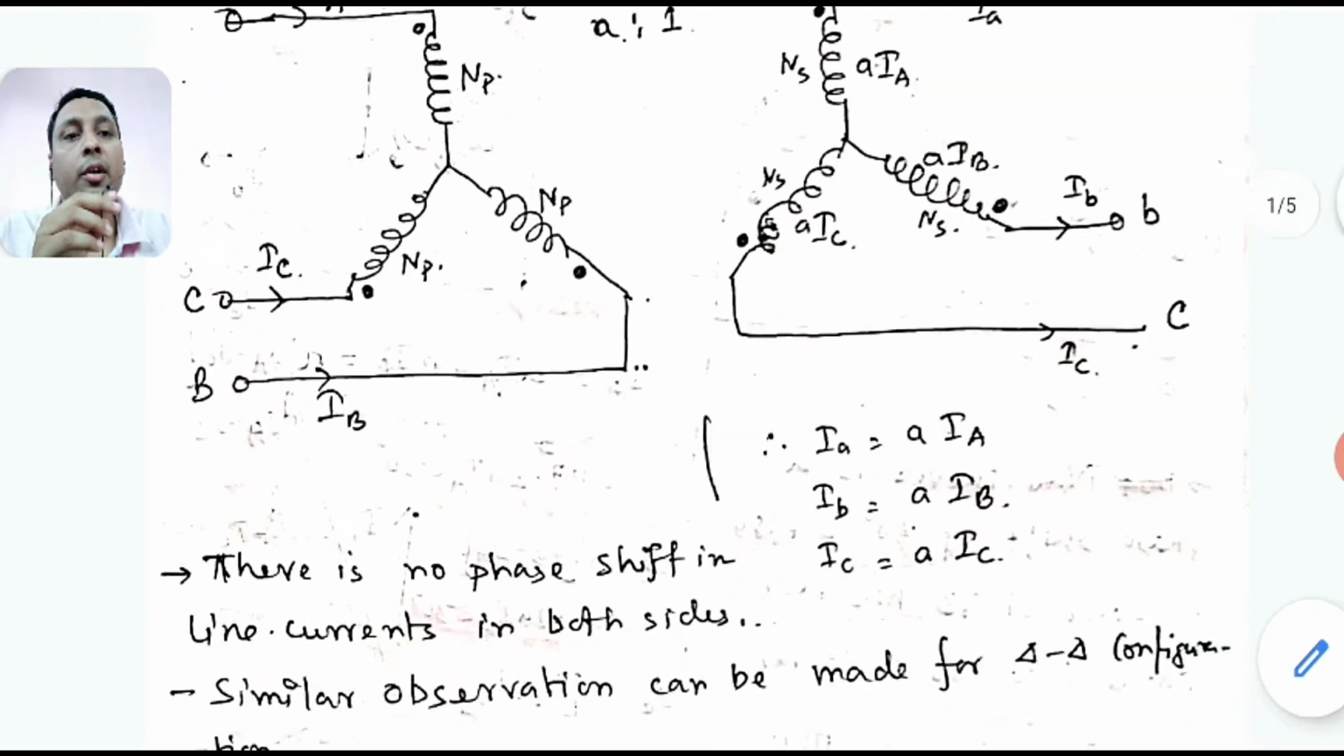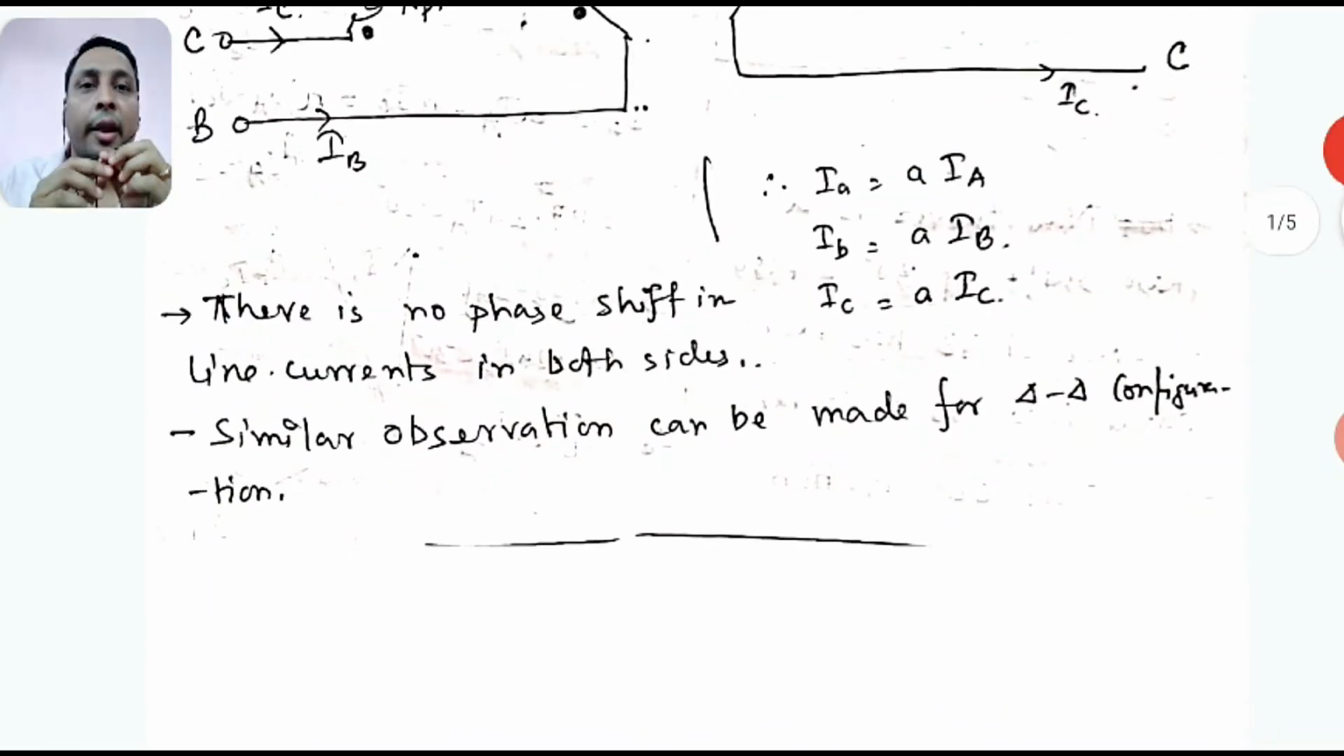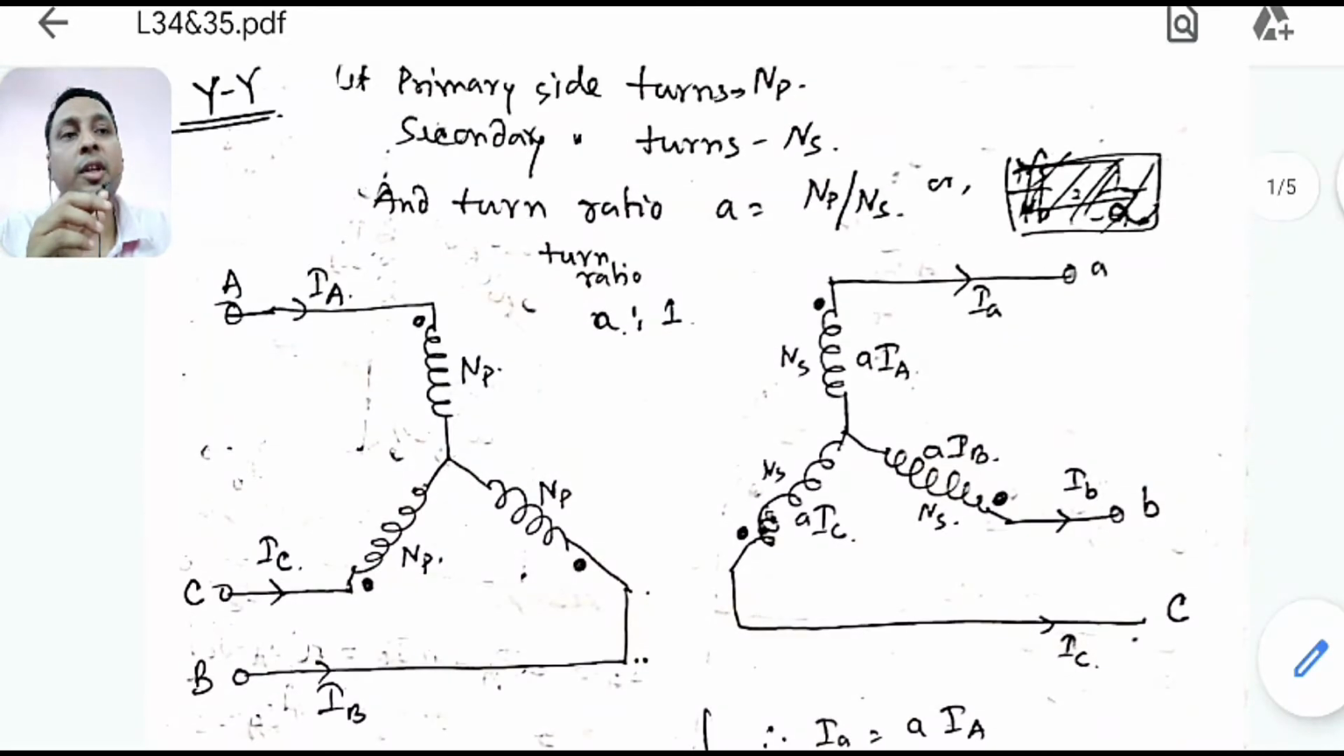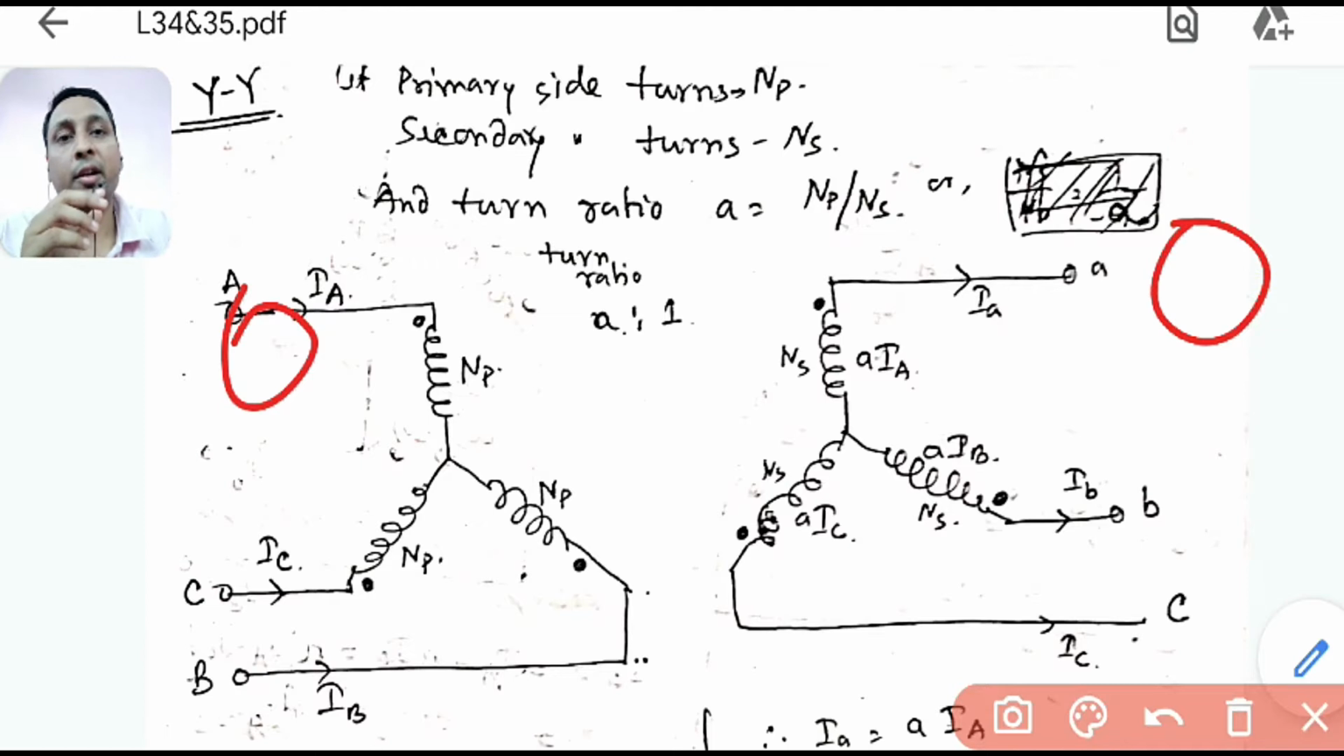You make note of this, and you can make a similar observation for delta-delta connections also. You will see there is no change in the currents in the line. There is no shift between this current and this current. Whatever the phase is, these two will be the same. There will be no phase difference, meaning in terms of phase angle.